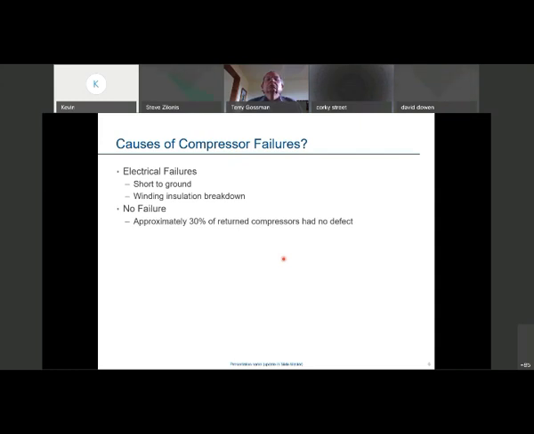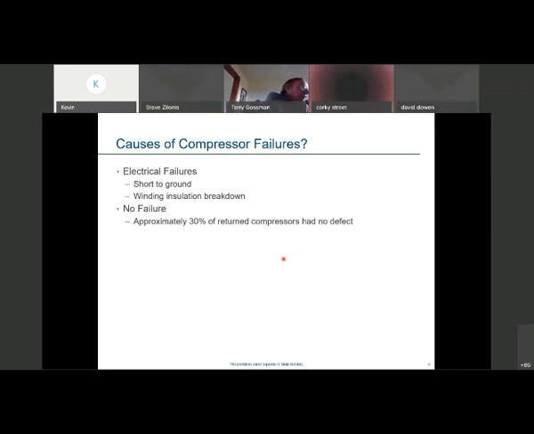There's also electrical failures that occur, short to ground, winding insulation breakdown. Short to ground is pretty easy. You check the case of the compressor against the windings, the winding terminals, and if you've got continuity there, then that's an issue.